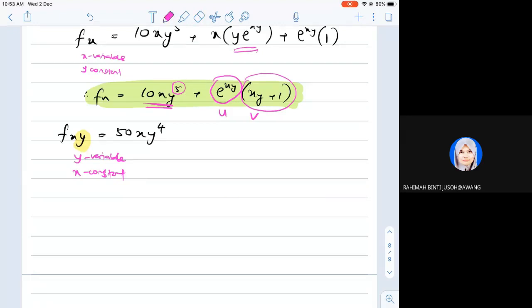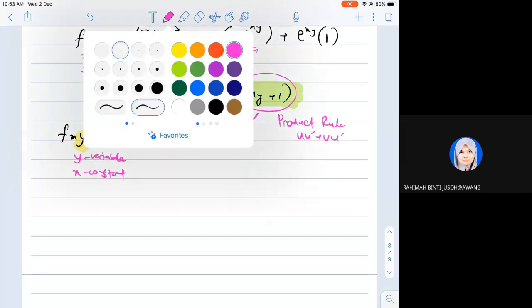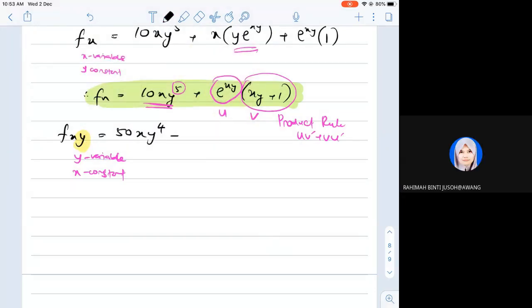So now, again product rule. So we have u v prime plus v u prime. Okay, so we will get u is exponent.